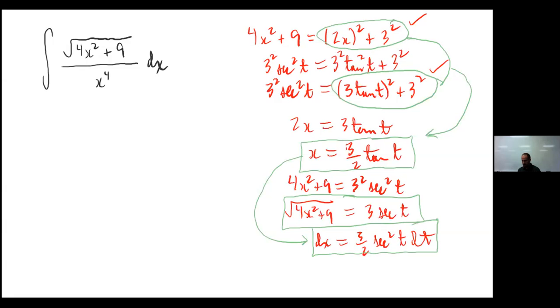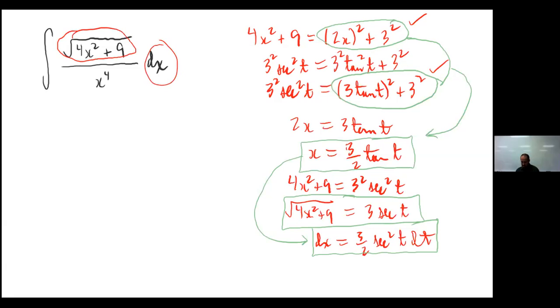From 2x equals 3 tangent t, what are we trying to get to after that? Well, you realize that you were trying to make 4x squared plus 9 equal something nice. But I still have other things I have to be concerned with. I have to figure out what dx is, right? Because there's a dx right here in the integral. I need to figure out what this guy is equal to, yes. So that was part of what I was doing.